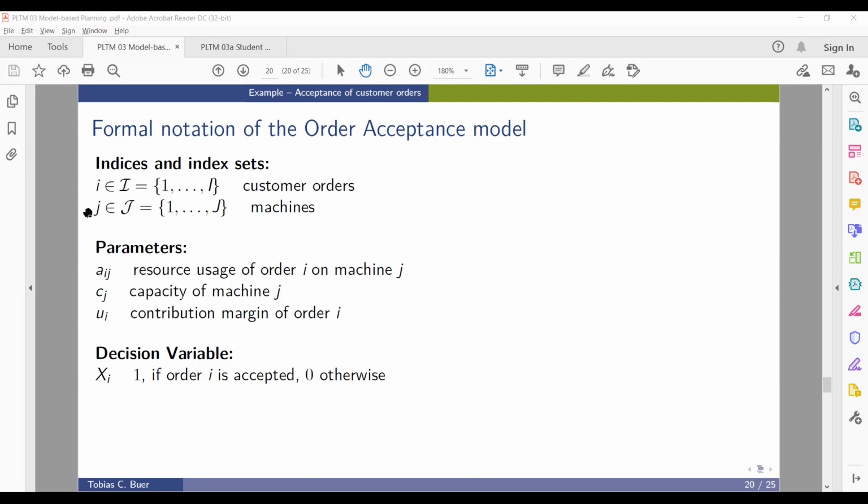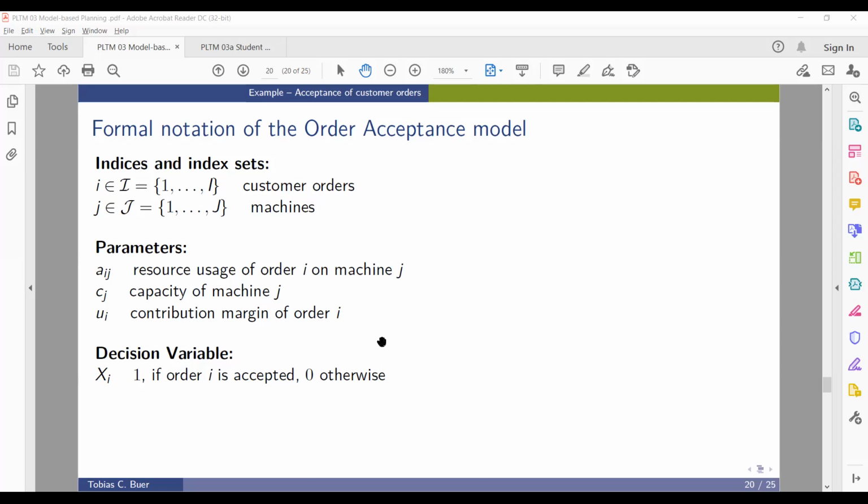We have the parameters. How many resources does order i require on machine j? This was in the table. We have the capacity for each of the two machines. This was also mentioned in the text of this exercise. We have the contribution margin of an order. This was part of the table that was given. And we have the decision variable. So we're just summing up the notation for this model.